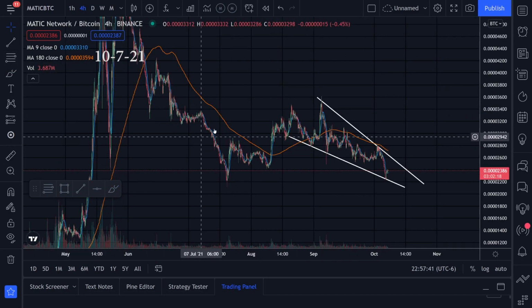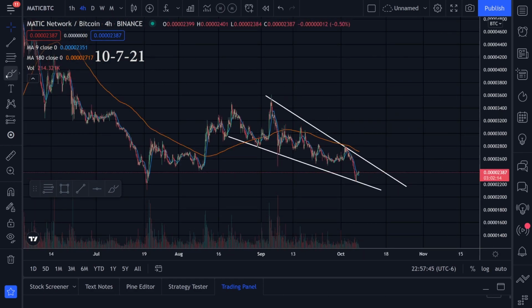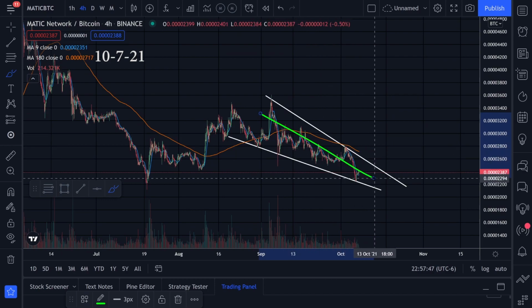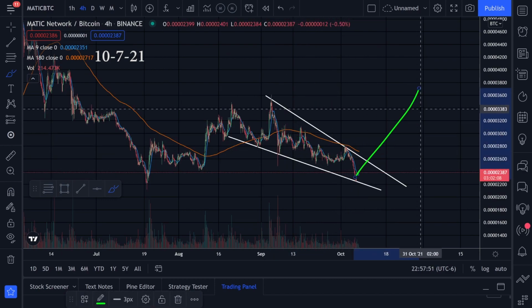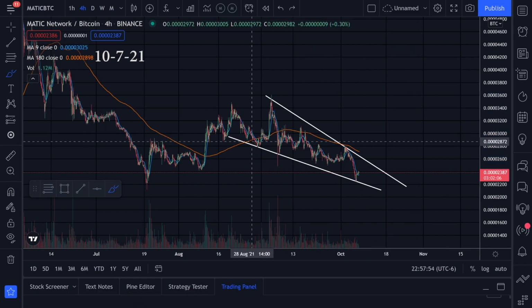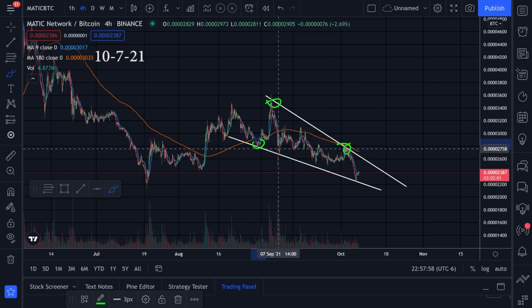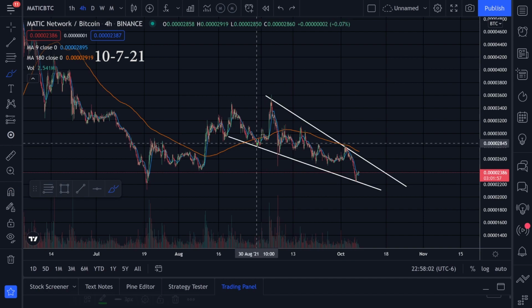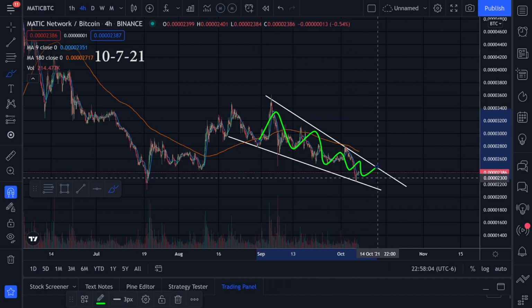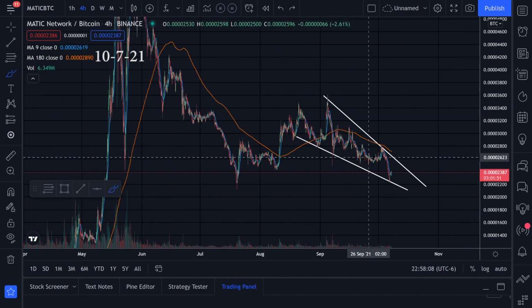Let's jump over to the Polygon versus Bitcoin chart. So in general, what I'm looking at is we have a downtrend going something like this. If this chart is trending down, that's good for Bitcoin. If this chart trends up, that's good for MATIC. What I'm looking at though is we have resistance right here, support, support, support, support. This kind of looks like a falling wedge, in my opinion. All we're waiting for is a breakout to the upside, and that'll be a good signal for Polygon.